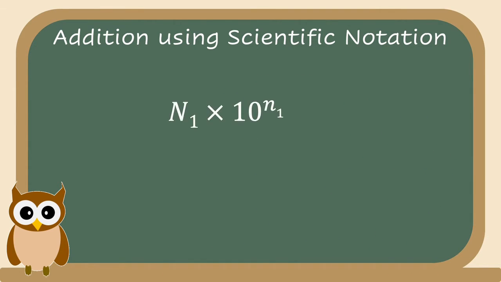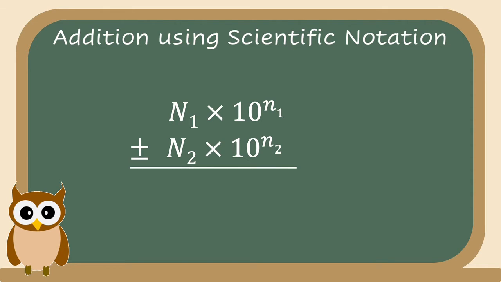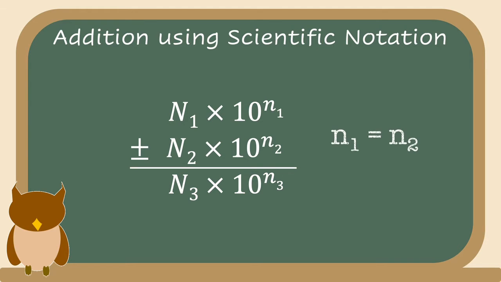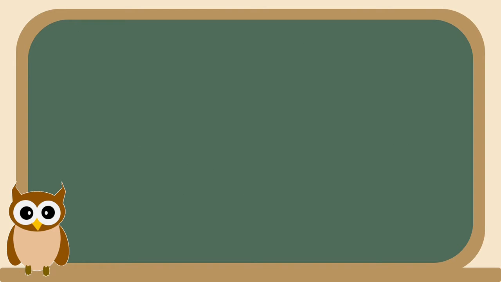So, if we have a number written in scientific notation, and we want to add or subtract it to another number, also written in the scientific notation form, we just need to remember one thing. The exponents of the two numbers we want to add together must be the same. Okay? So, for example, n1 needs to be the same as n2. Let's see an example.